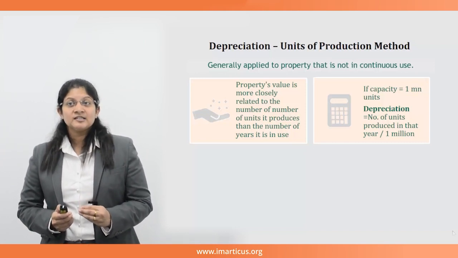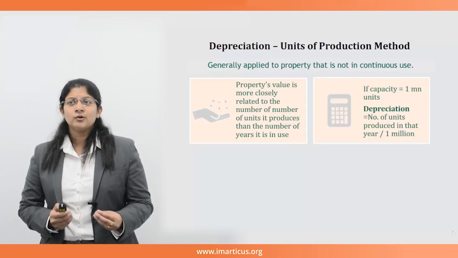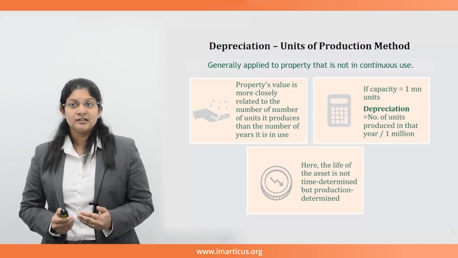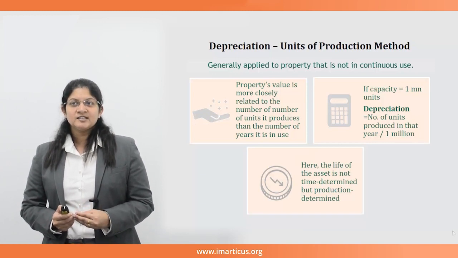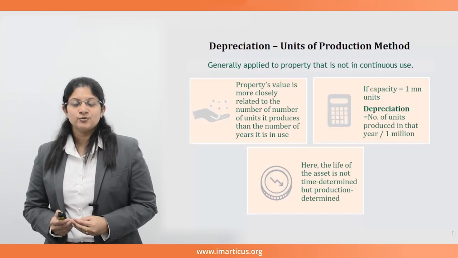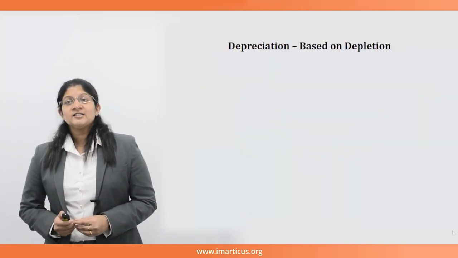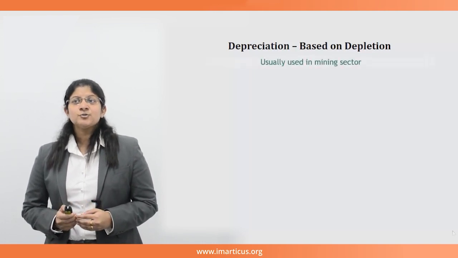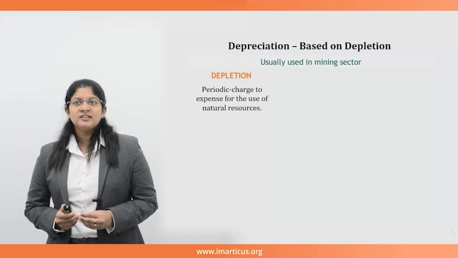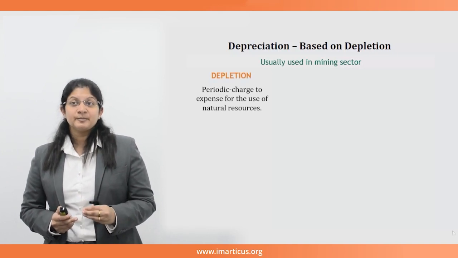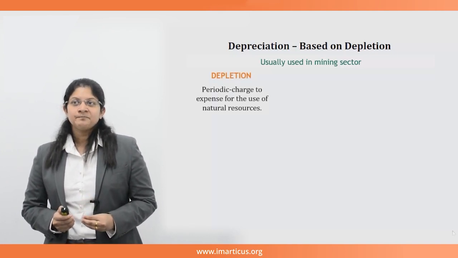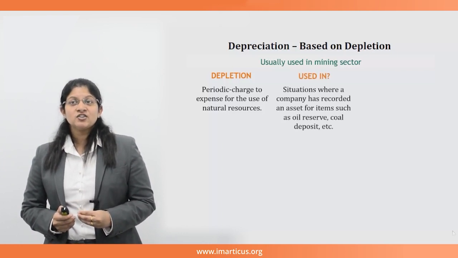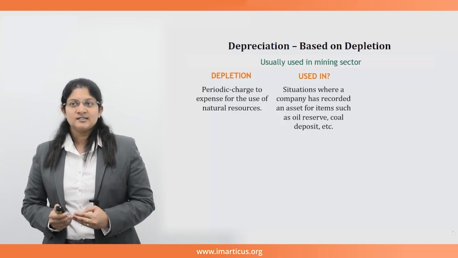The 1 million units may be produced by an entity in 1 year or 10 years or 25 years. Basically, the life of the asset is not time determined but production determined. In such a case, the units of production method is used. You can also calculate depreciation based on depletion, which is linked to the remaining useful life. This is usually used in the mining sector. Depletion is nothing but a periodic charge to expense for the use of natural resources. Thus, it is used in situations where a company has recorded an asset for such items as oil reserves, coal deposits, etc.